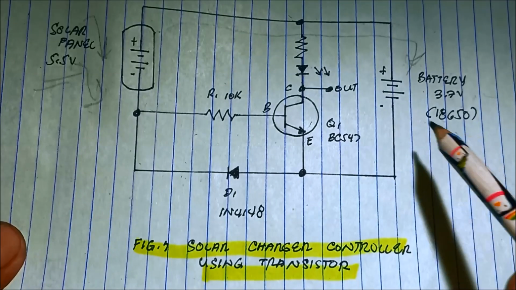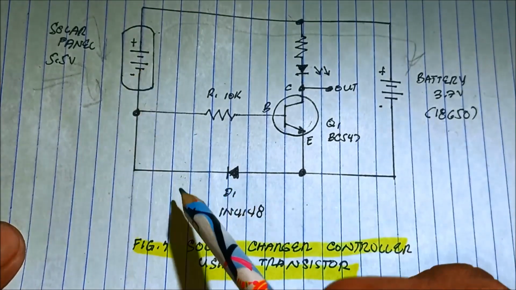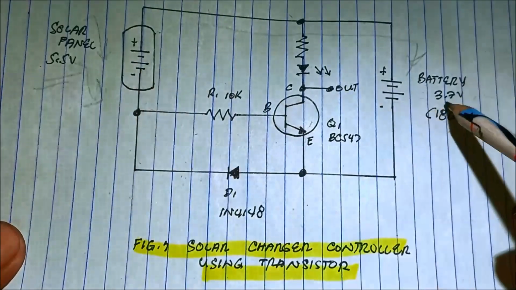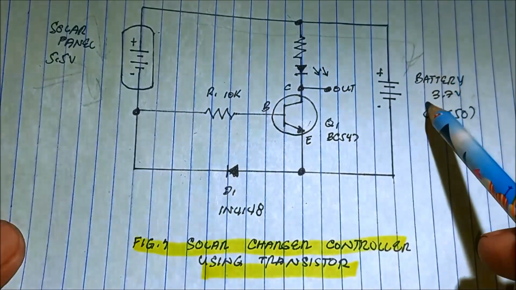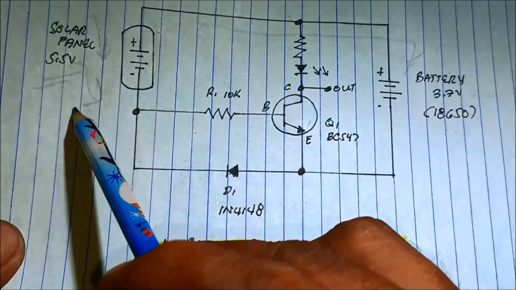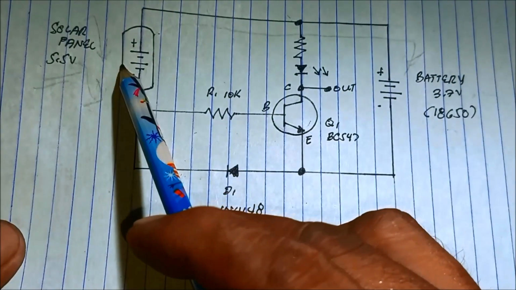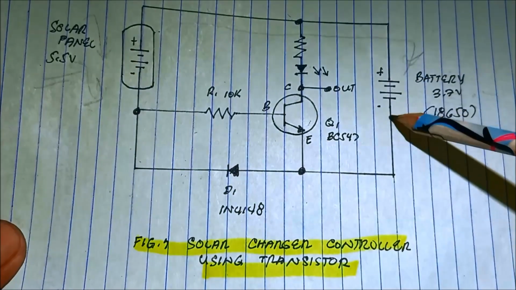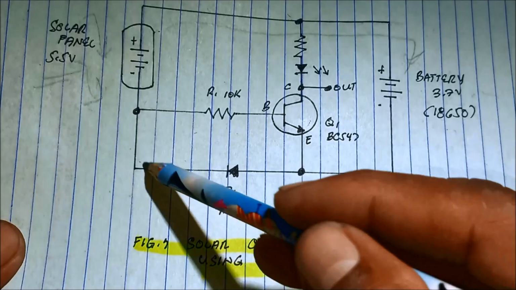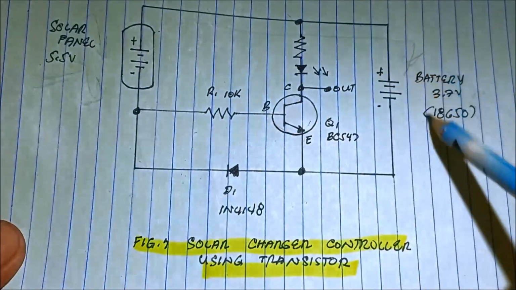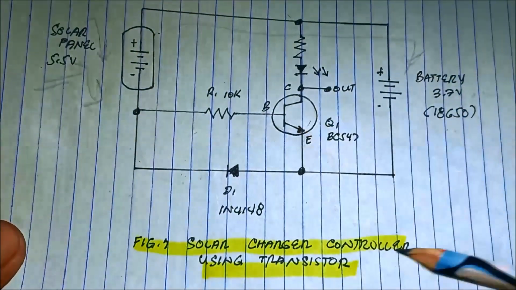So when we are going to use any solar panel, it must be greater than the battery voltage, so it will charge the battery when there is light or sunlight on the solar panel. The current flows through D1 back to the solar panel, charging the battery, bypassing this transistor.